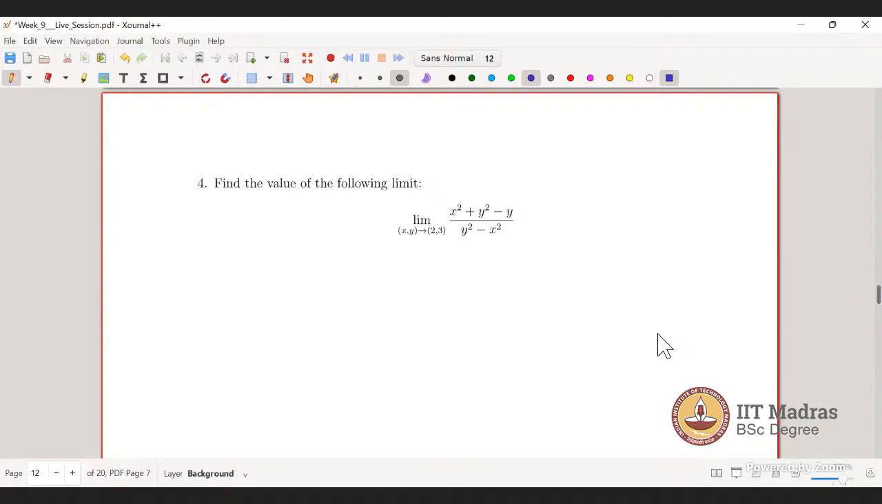Okay, so now, what will be the value of this limit?